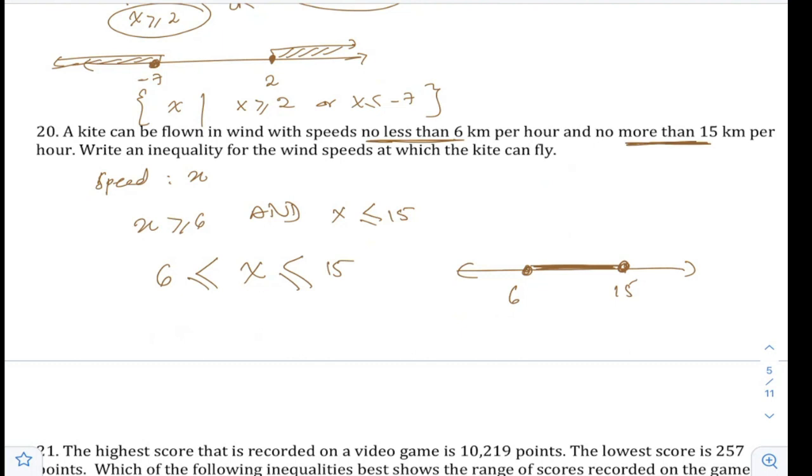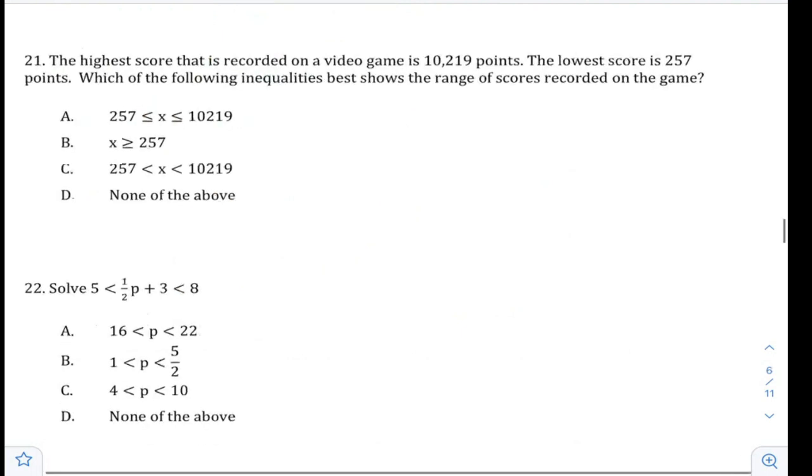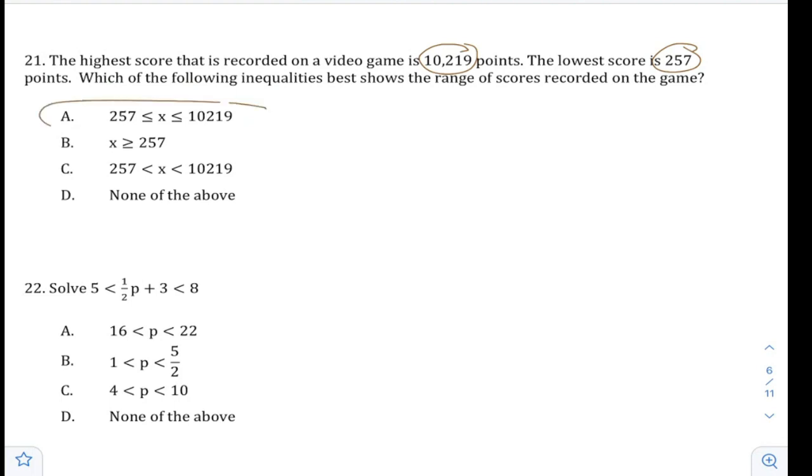And this will be your solution between the 6 and the 15. Perfect. The highest score that is recorded on a video game is 10,219 points. The lowest score is 257 points. Which of the following inequalities best shows the range of scores recorded on the game? It's very obvious that x, the range of scores, is between 257. So 257 will be included because it is said that it's the lowest score, so it is part of the scores, and less than or equal to the 10,219 points.